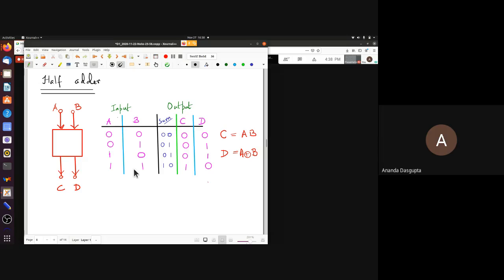1, 1, the sum is actually 2, but 2 cannot be represented as a single bit. It has to be written as 1, 0 in binary. So this is the binary sum in binary. So that means to be able to sum up 2 bits, the result cannot be written down in a single bit. You have to use 2 bits. One is the carry bit, which is what you get when you add 1 and 1. You cannot fit it into a single bit. You have to carry 1 over to the next level.